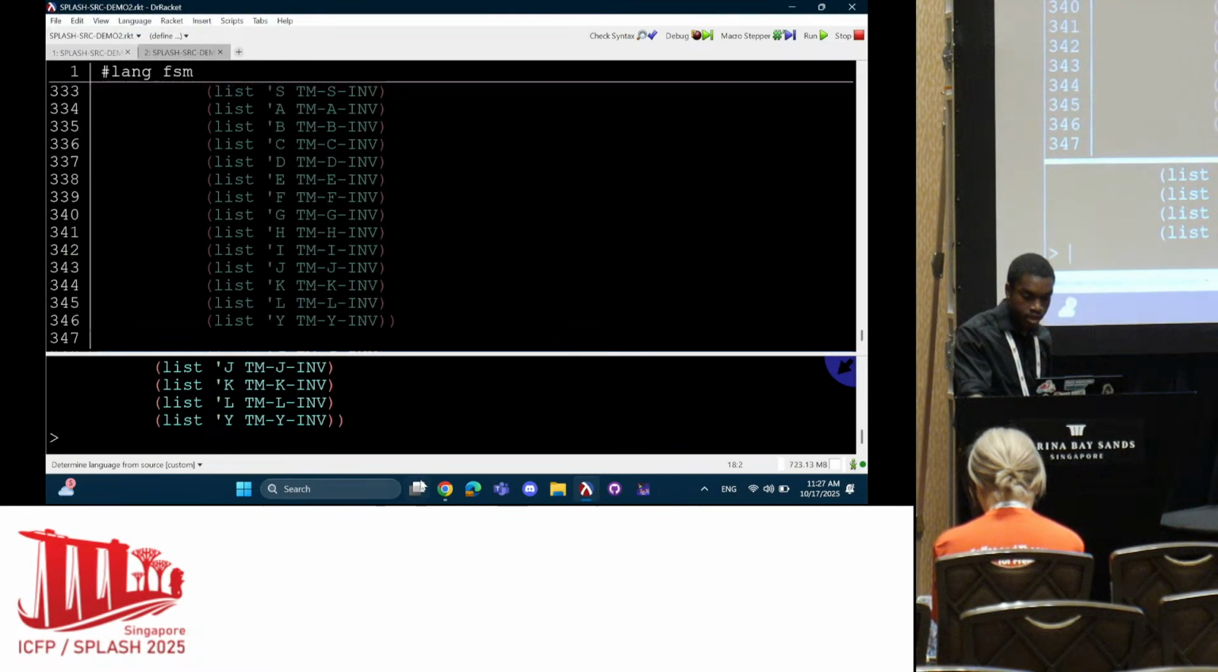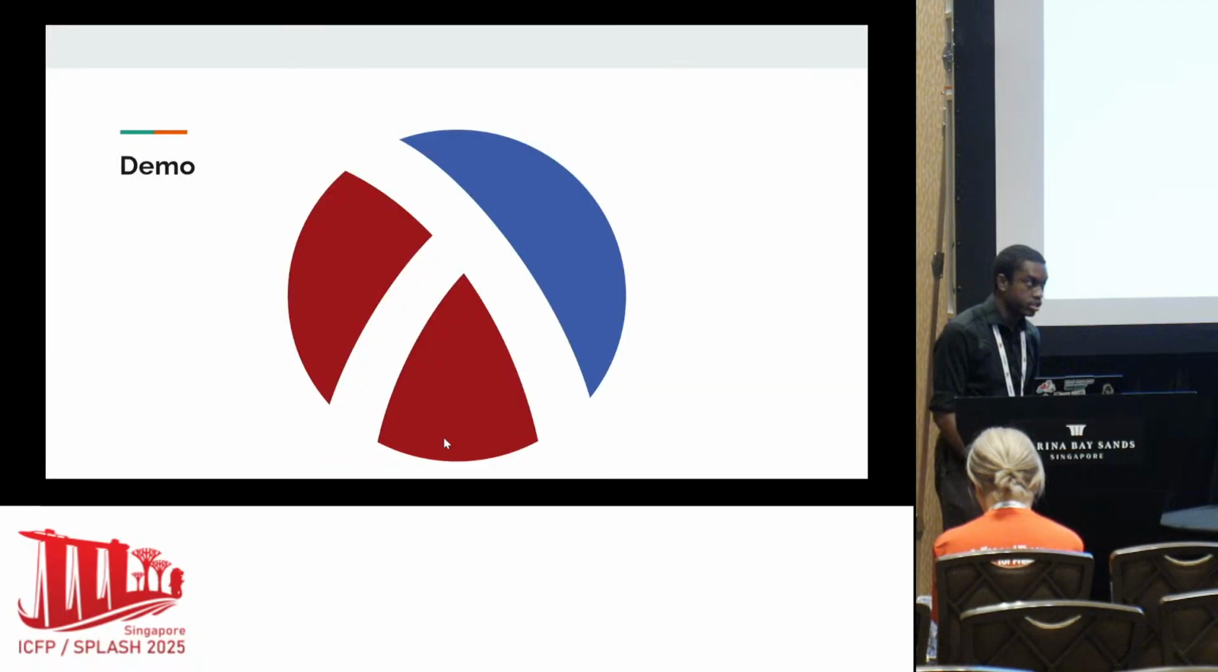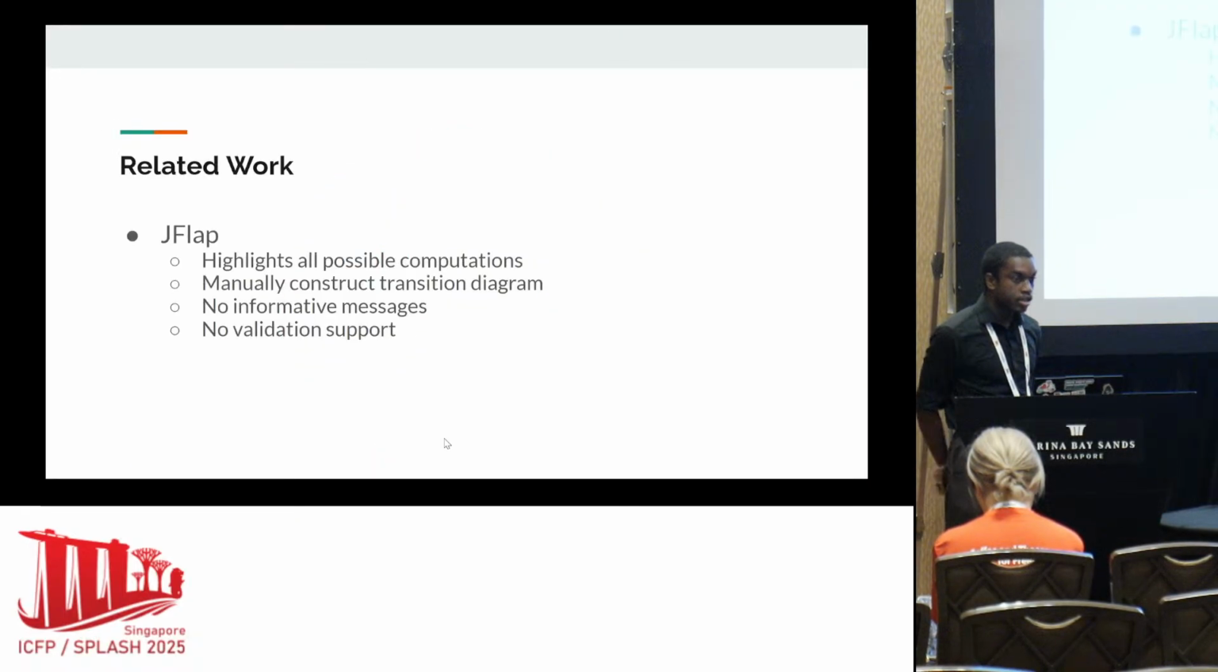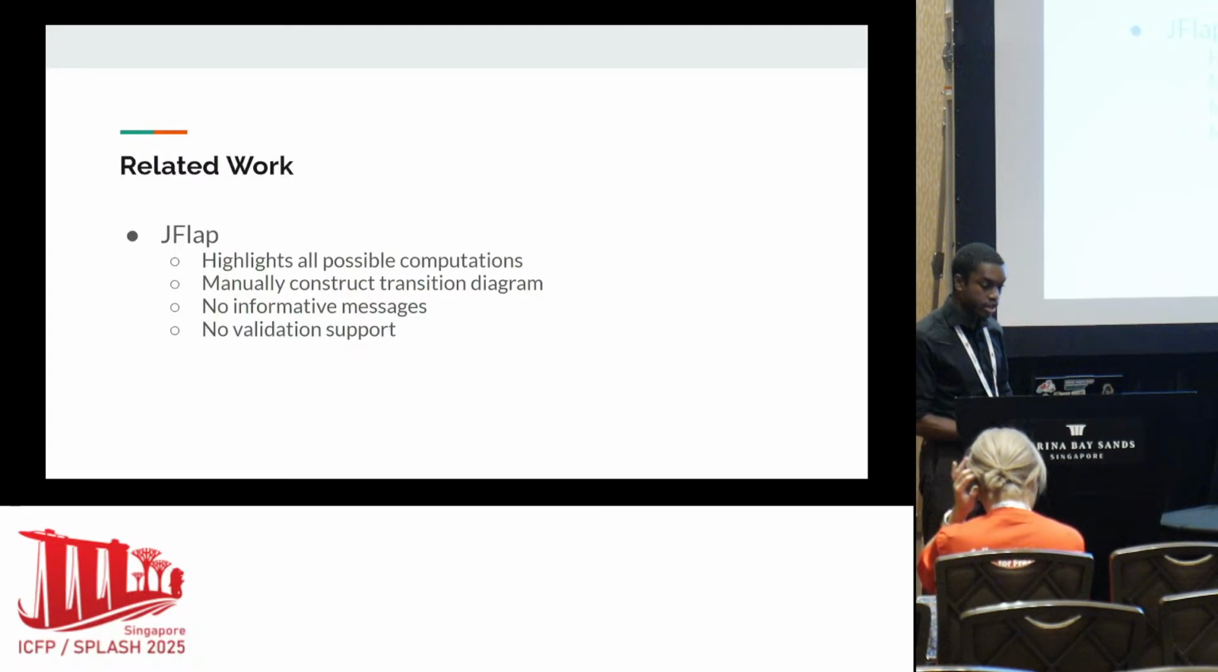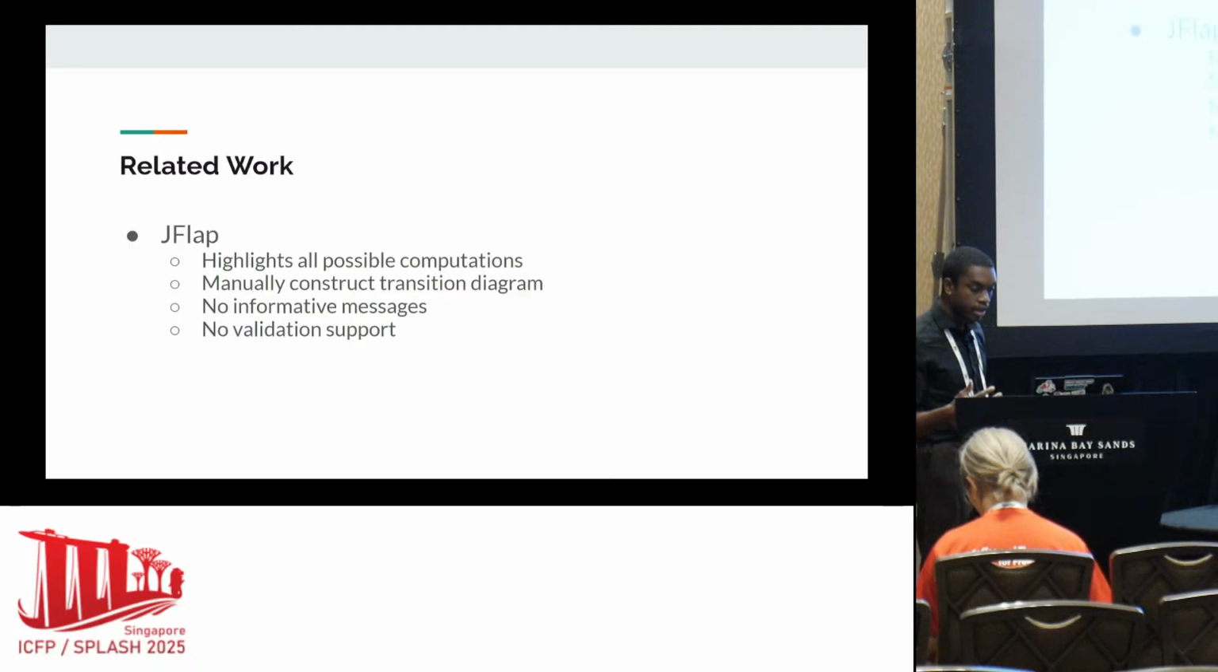Now that you've gotten a feel for the visualization tool that we provide in FSM, let's compare and contrast with some related work. JFLAP is a popular program that, like FSM and our visualization tool, highlights all possible computations. However, the user must manually construct the transition diagram. It also provides no informative messages during the visualization, and there's no validation support for the machines.